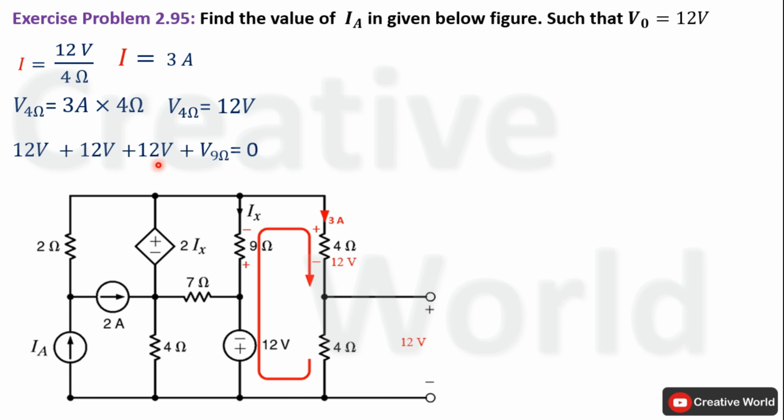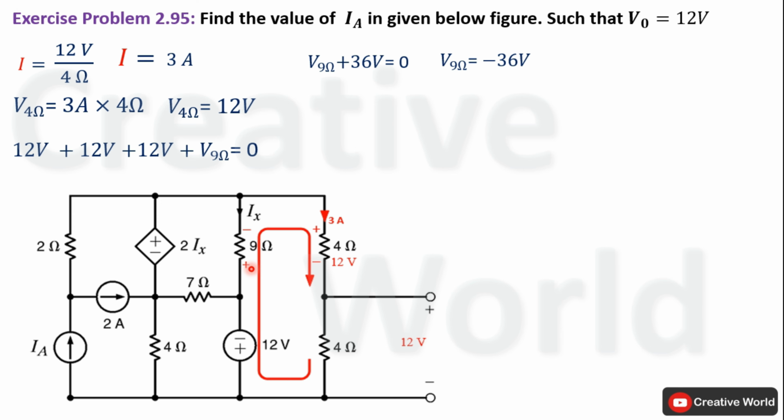Add these constants together, their sum will be equal to 36 volt and place this 36 volt on the other hand side of equal to calculate voltage across 9 ohm resistance, that will be equal to minus 36 volt. This minus sign along with the value of voltage is indicating that we have taken wrong polarity notation across this 9 ohm resistance. Actual polarity notation across this resistance is opposite to the assumed polarity.